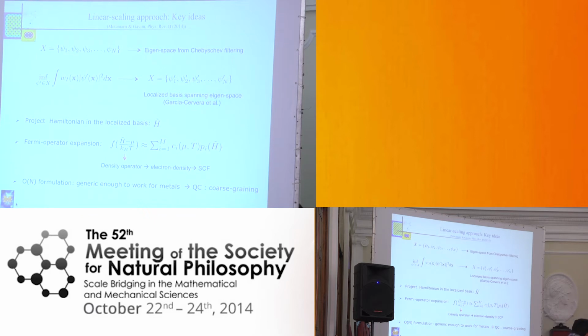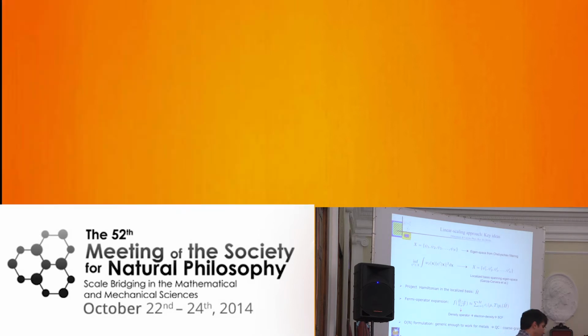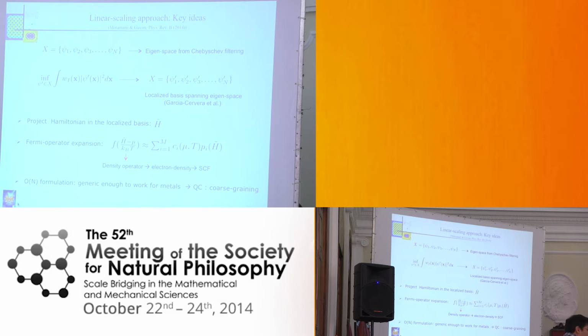But let me just show you what this linear scaling technique is trying to do. In Kohn-Sham DFT, we have to solve an eigenvalue problem, and computing the eigenvalues scales as order n cubed, where n is the number of electrons in the system. What we are trying to do here is get to a close to linear scaling method, where the algorithm scales as order n.